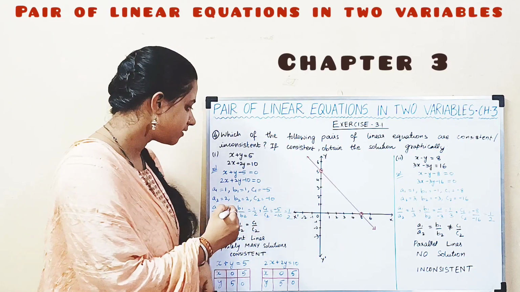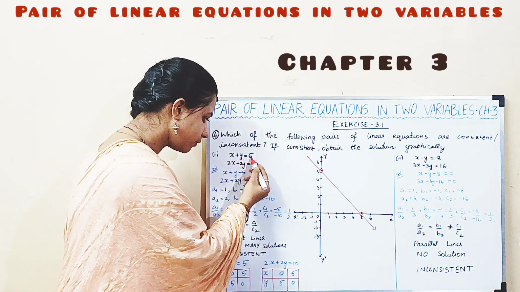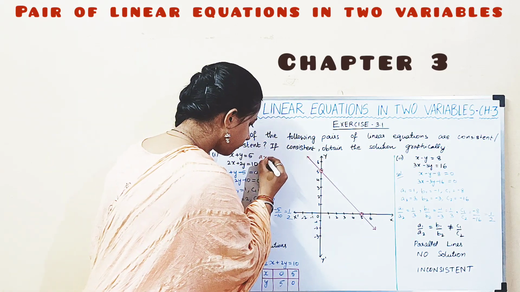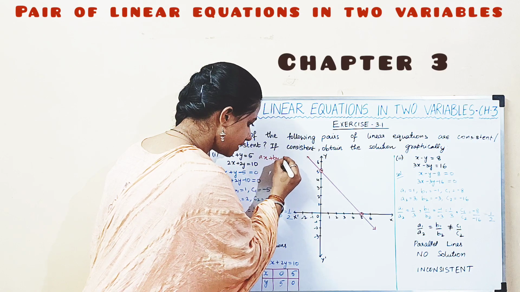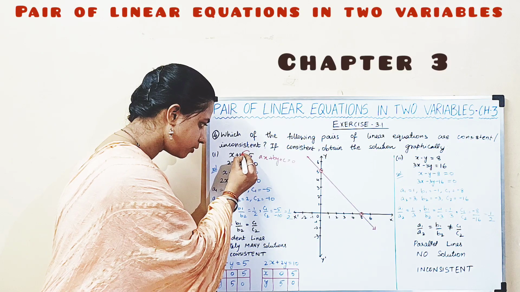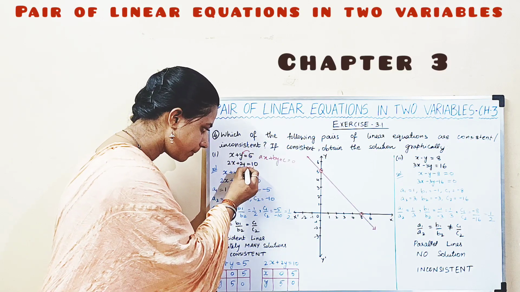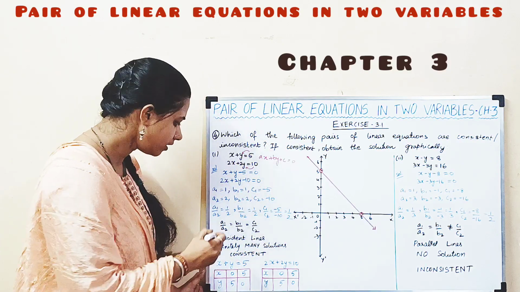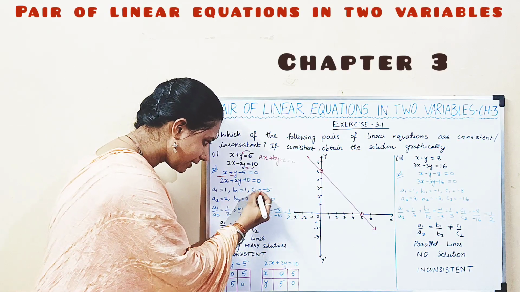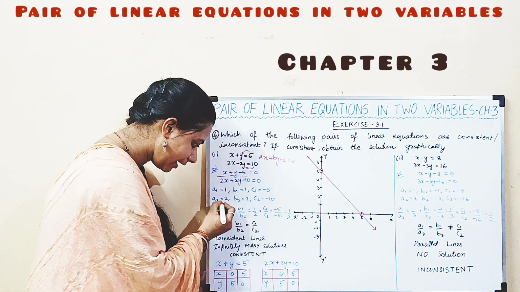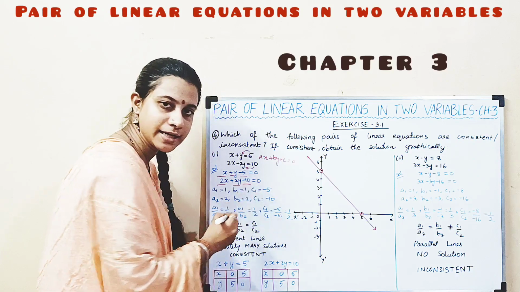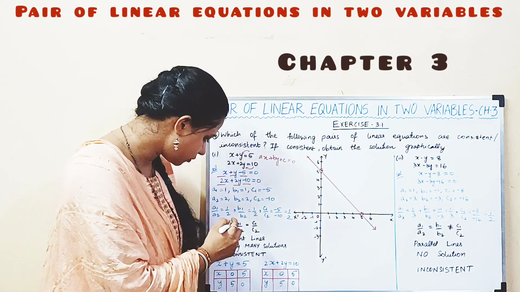Okay. In the first subdivision, the equations given are x plus y is equal to 5 and 2x plus 2y is equal to 10. So first we will bring it to the form ax plus by plus c is equal to 0. So we will get x plus y minus 5 is equal to 0 and 2x plus 2y minus 10 is equal to 0. Okay. So here a1 is equal to 1, b1 is equal to 1 and c1 is equal to minus 5, and a2 is equal to 2, b2 is equal to 2 and c2 is equal to minus 10. Okay. We will find the ratios now.